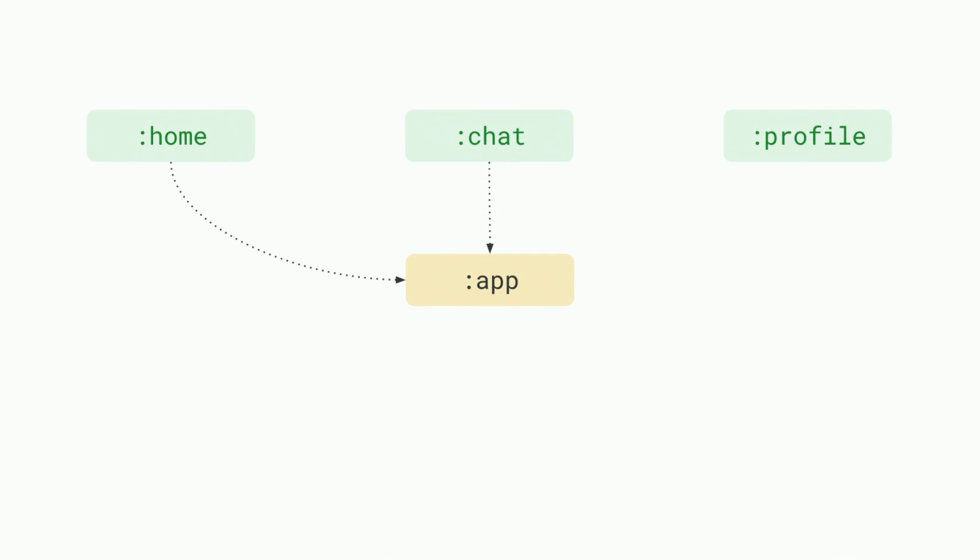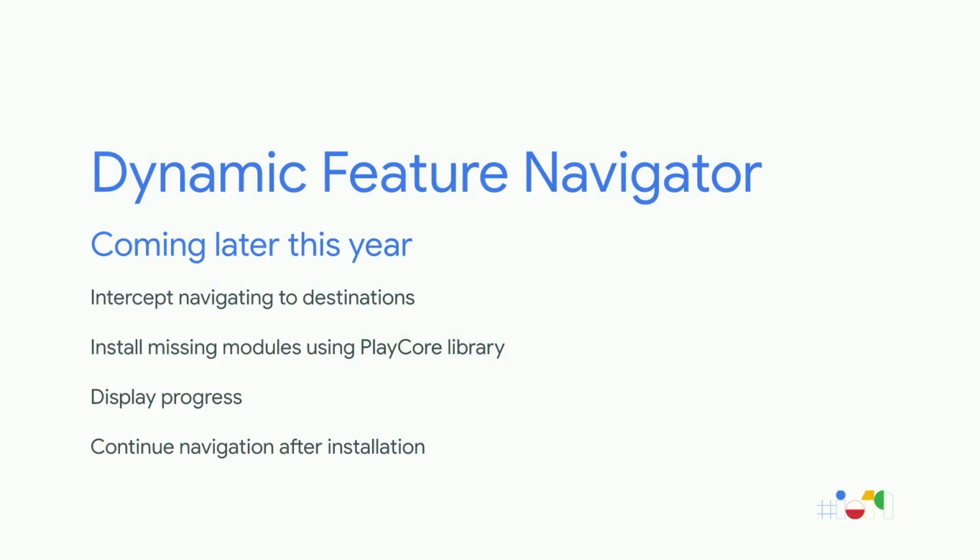Dynamic feature modules can be installed initially or can be downloaded later on. We've heard questions around this over the past year, and we thought about it, and we have started to work on a new library that is extending the navigation library that will allow you to intercept navigating to separate destinations. Then, if the module that we're looking for is not installed, it will take care of all the downloading for that.